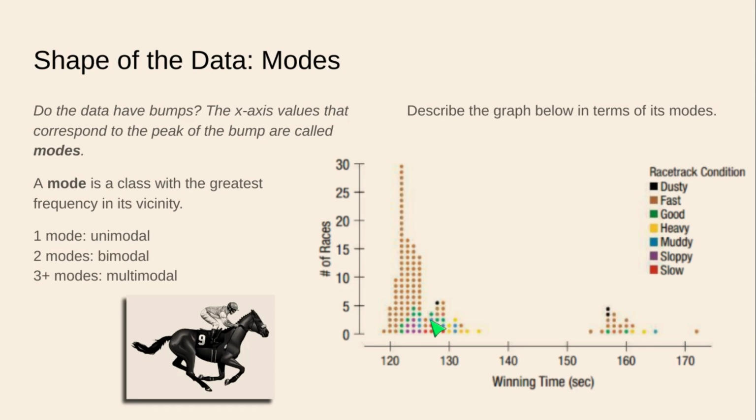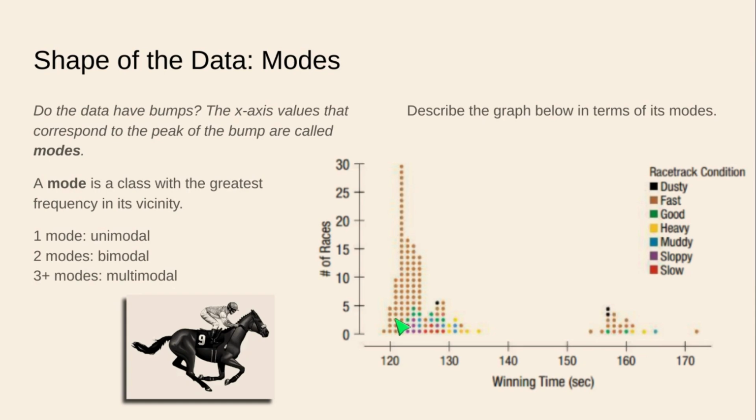This mode over here consists of a diverse set of tracks, some of which are good, the brown ones and the green ones, some of which are bad, the red and the purple ones, or the yellow, which means heavy. I don't even know what the difference is between muddy and heavy, but there you go. So that's what's going on here. I would consider there to be a mode at the 128, 129 second mark, just because the data in this region are fundamentally different than data in this region. There's more variety of things going on here than over here, which is by and large fast tracks.